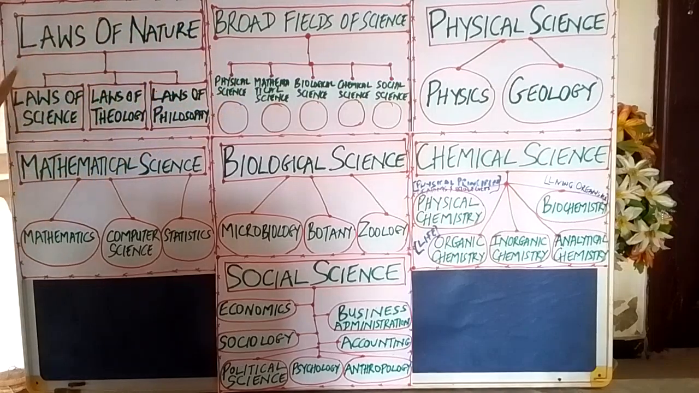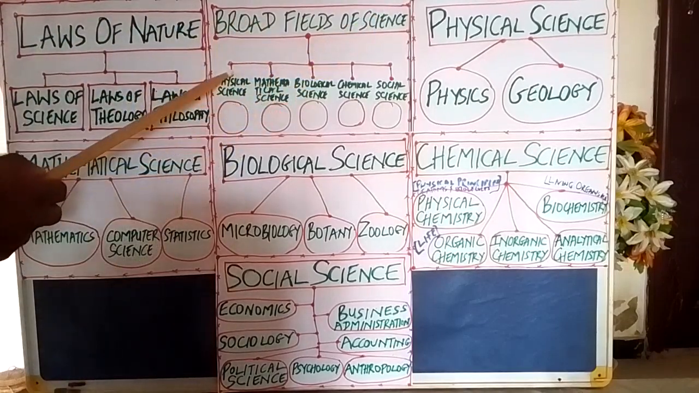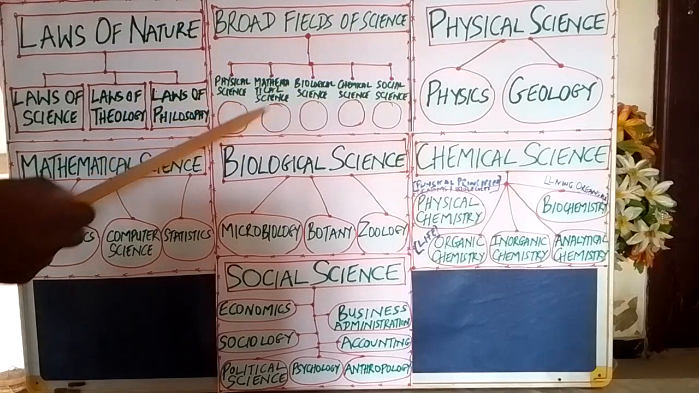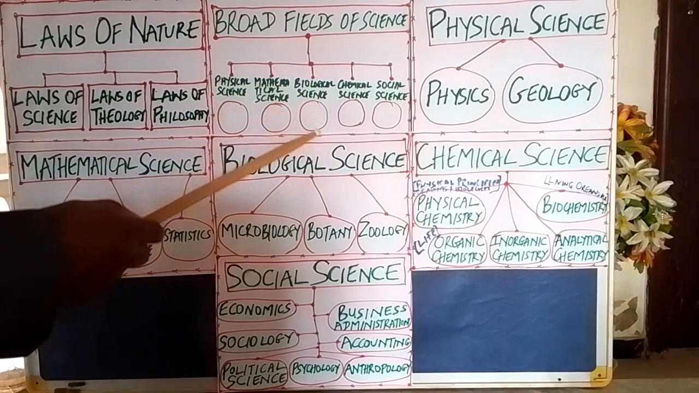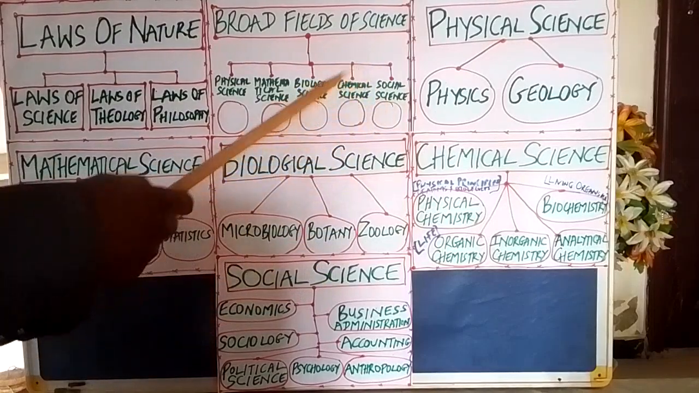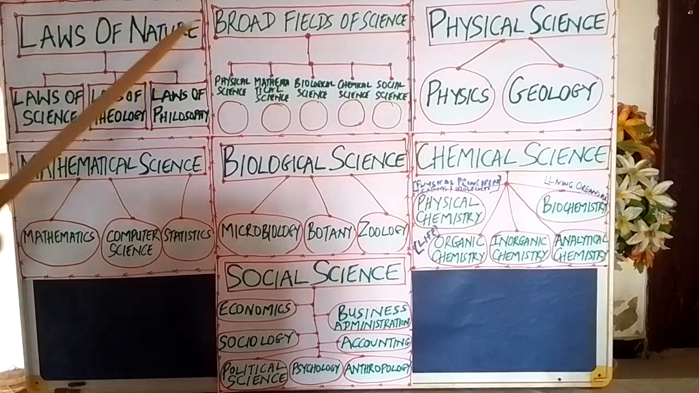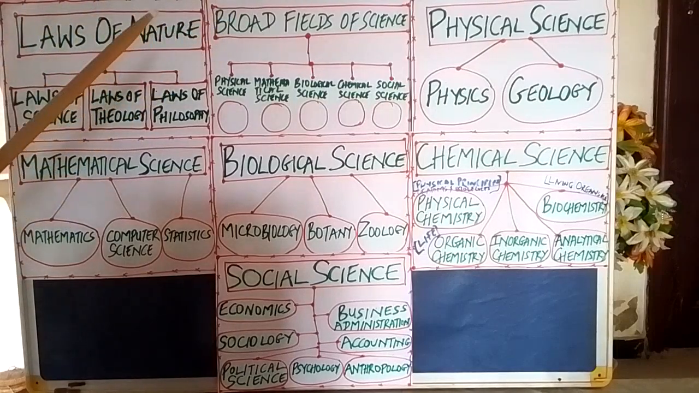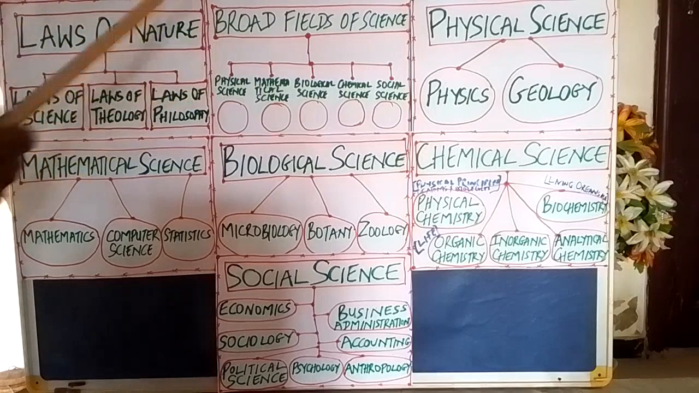Because when we talk about the laws of science, we want to talk about the laws of the various areas of science. So, broad fields of science, we can talk about physical science, mathematical science, biological science, chemical science, and social science. Please take note that we just presented a simple classification, a simple division of the broad fields of science. Of course, every day new areas keep on emerging, not only in science but in other fields of study.